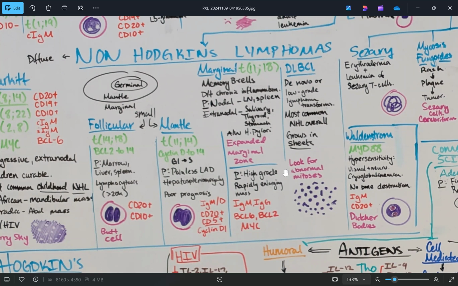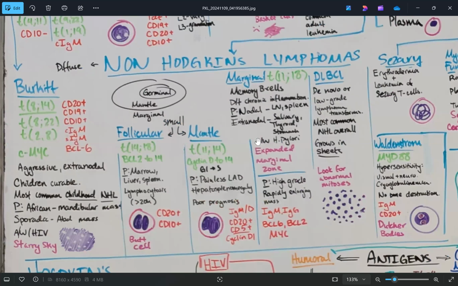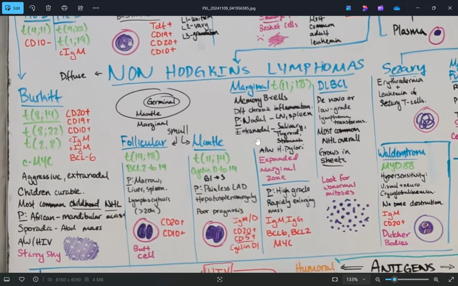On histology, what you'll generally see is the marginal zone will be much more expanded than it's supposed to be. So imagine I didn't really draw where it's supposed to be, but imagine it only goes a little bit around the mantle. Now imagine it going like 3 times as far. If you see that on histology, you'll think marginal zone.